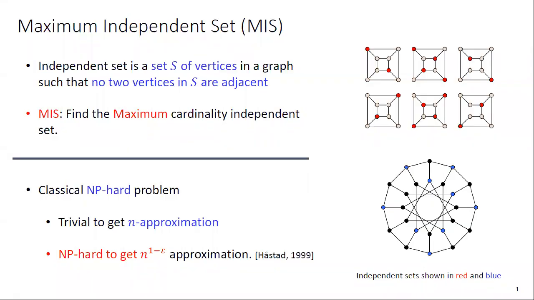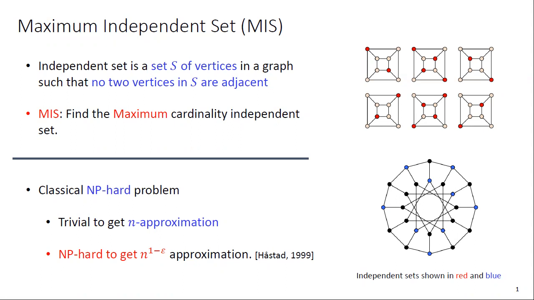So the problem is the maximum independent set of rectangles. It's a particular case of the maximum independent set problem. Given a graph, we are looking for a set of vertices such that no two vertices in this set are adjacent. The goal is, of course, to find an independent set of maximum size. It's a very classical problem, and it's known to be NP-hard.